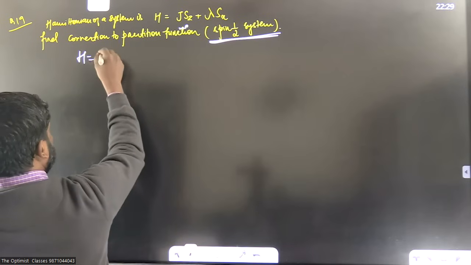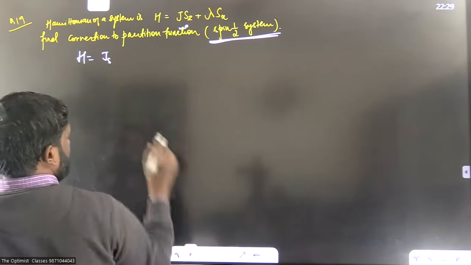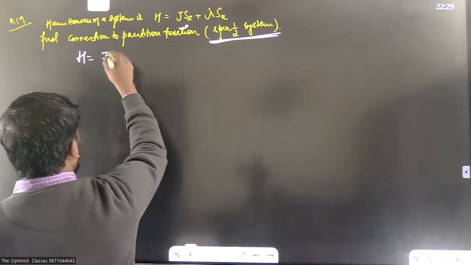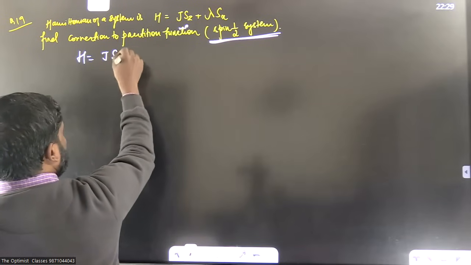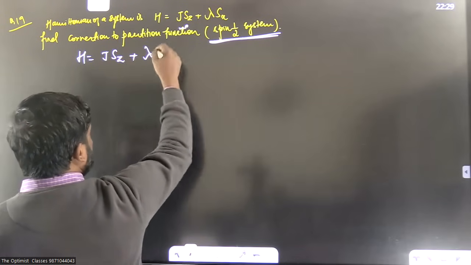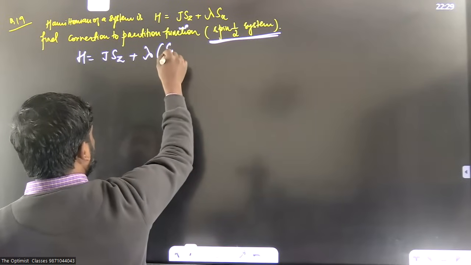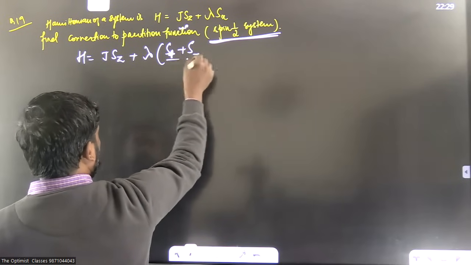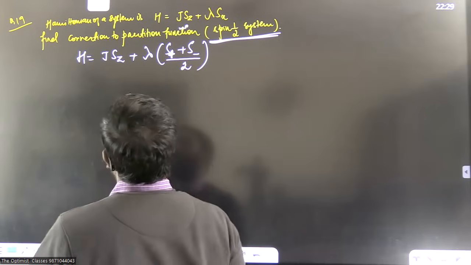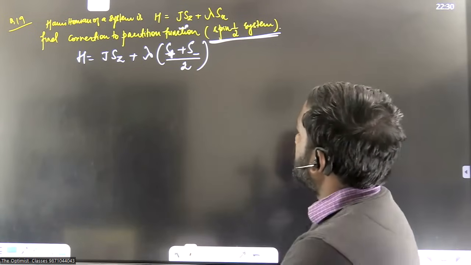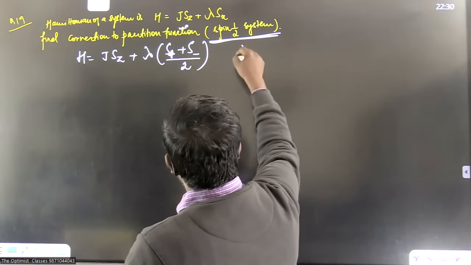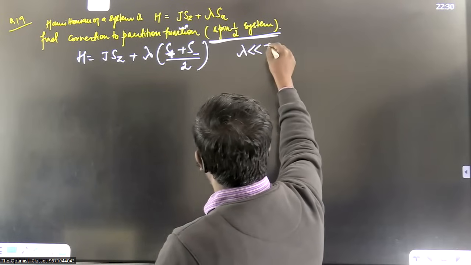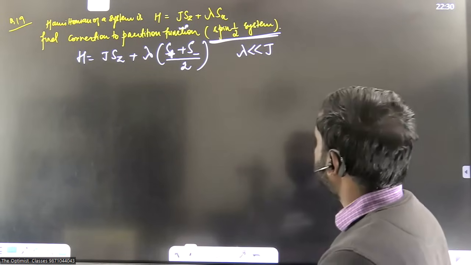H is equal to J Sz. Sorry, J is just a constant factor, and this is Sz, plus lambda times Sx, and this Sx can be written as S plus plus S minus, divided by 2. Okay, so that is H. It was also given in the question that lambda is much less than J. Lambda is very small in comparison to J.